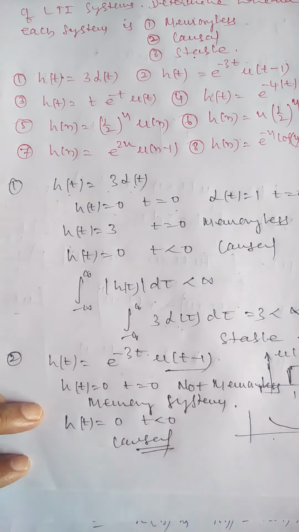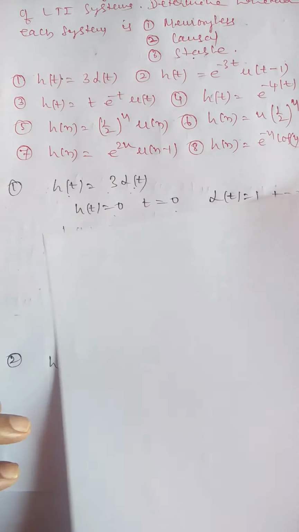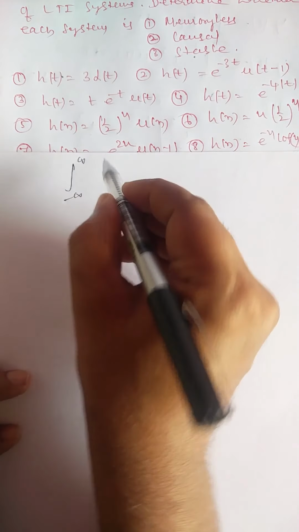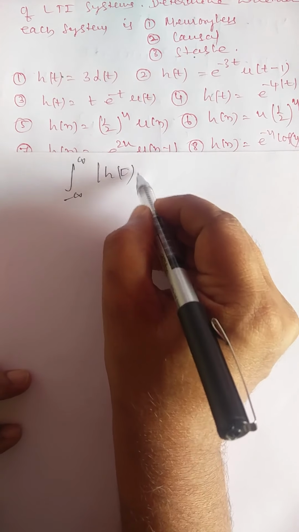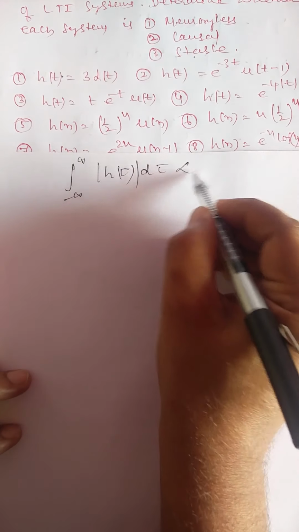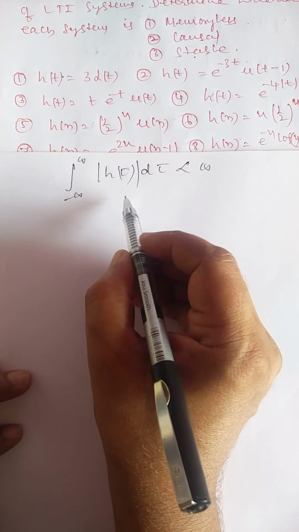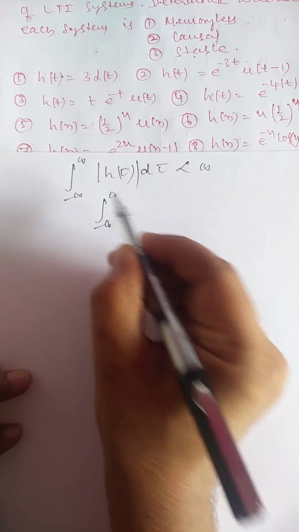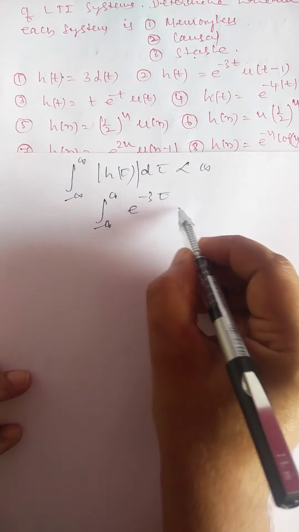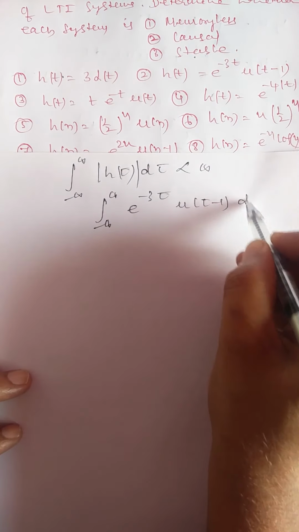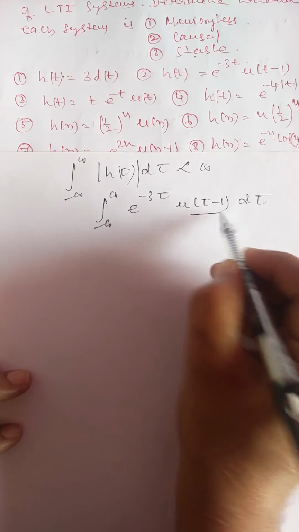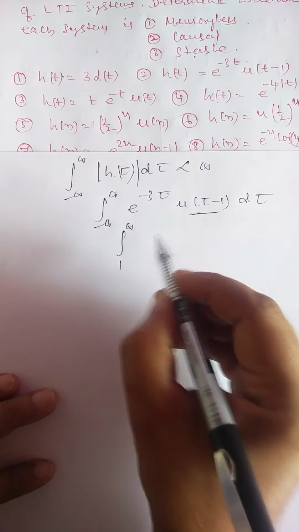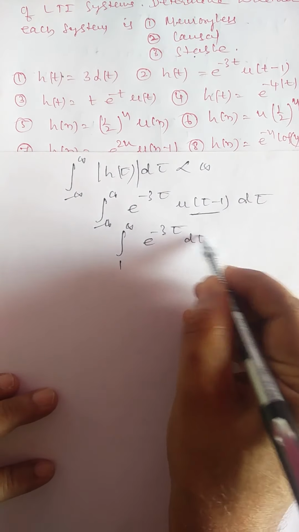Next, to check the stability of the system, it can be calculated using the formula: integral from minus infinity to plus infinity of modulus of h of tau d tau. This should be less than infinity. Here, h of t is e to the power of minus 3t into u of t minus 1, so the integral from minus infinity to plus infinity of e to the power of minus 3 tau into u of tau minus 1 d tau. Because of this unit step function, the integration limits are 1 to infinity, so we take the integral from 1 to infinity of e to the power of minus 3 tau d tau.